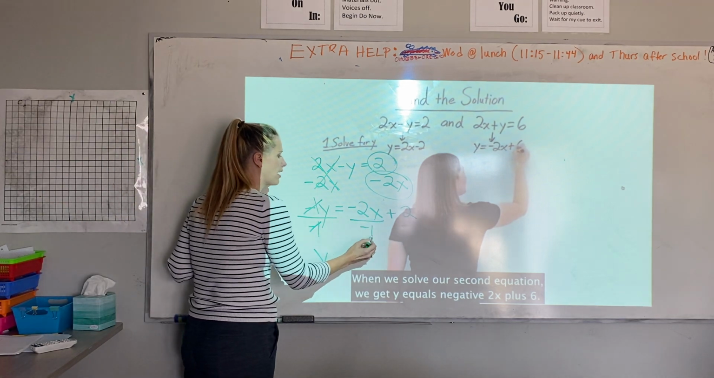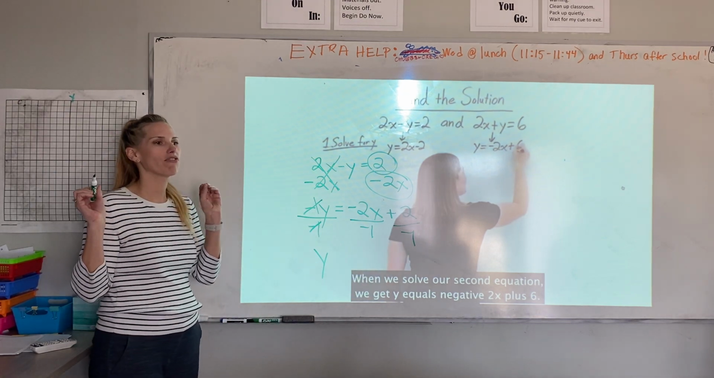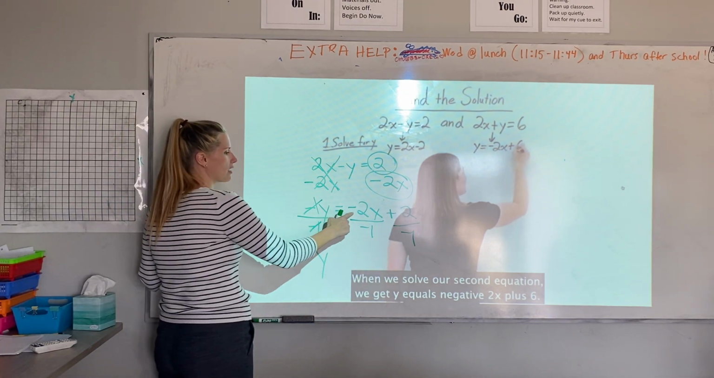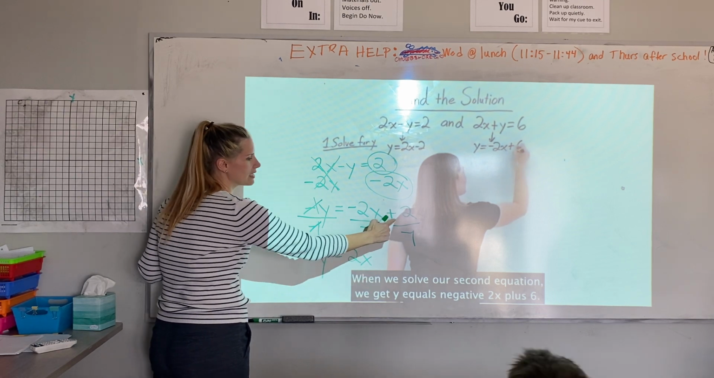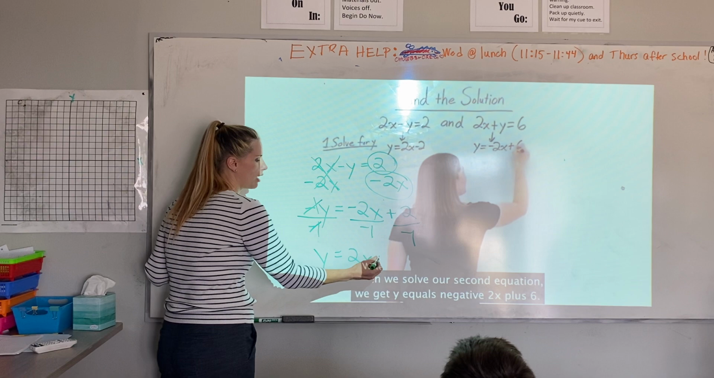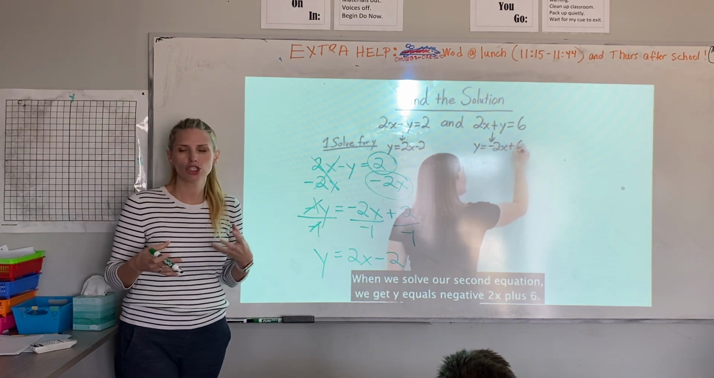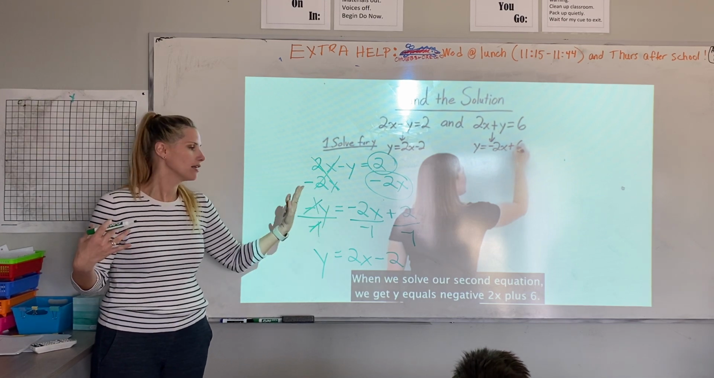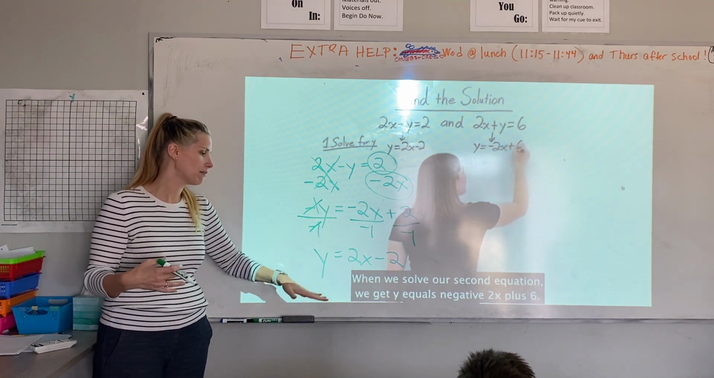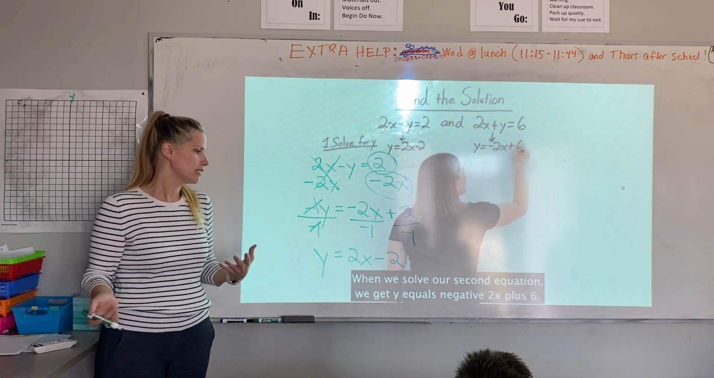So divide by a negative 1 over here, and all that does is it flips the sign. This negative 2x becomes a positive 2x. This positive 2 becomes a negative 2. Because when you're dividing by a negative, it changes the sign, right? Negative over negative becomes positive. Positive over negative becomes negative.